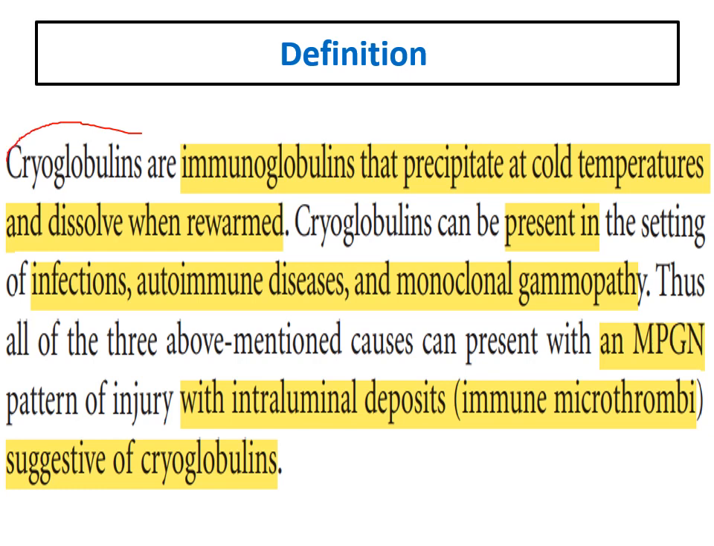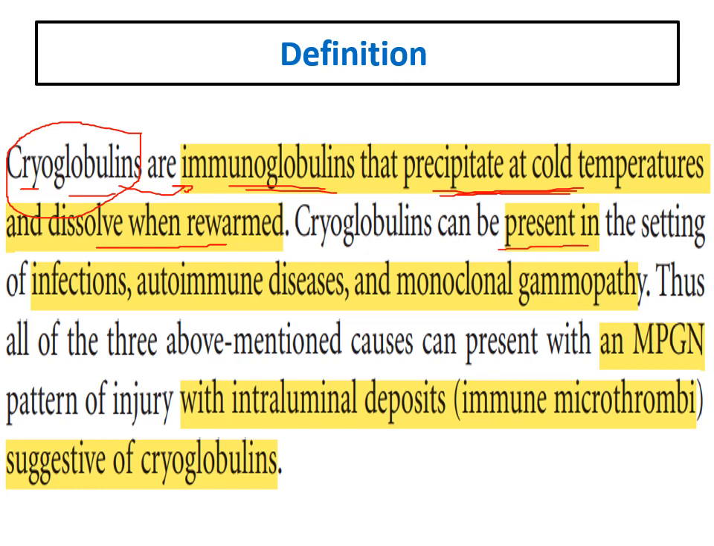Cryoglobulins, from its name, is divided into two parts, globulins and cryo. Globulins, so they are immunoglobulins. And the second part is cryo: immunoglobulins that precipitate at cold temperature and dissolve when rewarmed. This is very important regarding diagnosis of cryoglobulins. So there are two conditions: they precipitate at cold temperature and they dissolve when rewarmed.